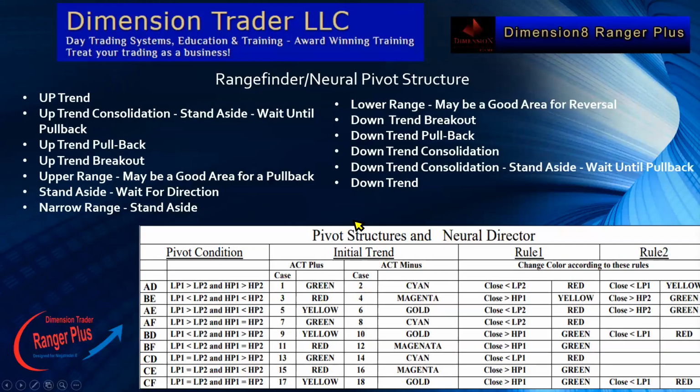Here's something new that, well, not new, but most people don't really realize. Our rangefinder indicator and our neural pivot structure are built into our system. There are 9 different types of pivot structures, and there's more information here than most of you really need. But what our rangefinder does is keep you informed as to what the current pivot structure is and what the expected outcome is. And it's based upon this chart. This chart is provided to you when you join us, but the text is right on the screen, and it tells you in real time what the pivot structure is and what the expectation is into the future.